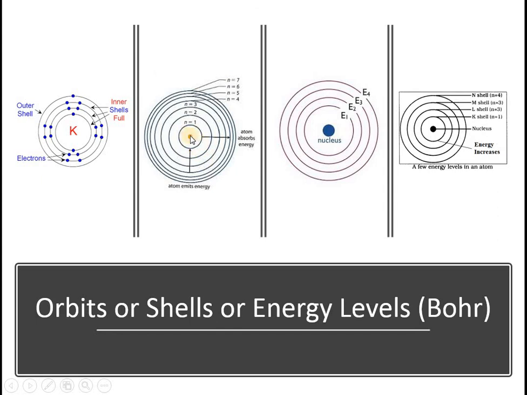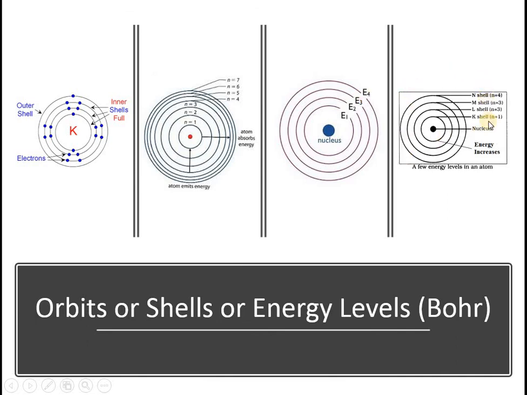Now, as you go from inside to outside, the energy is increasing. Here the energy levels are shown. Energy is increasing from inside to outside. So, the atom has to absorb energy if it has to move from an inner shell to the outermost shell. And when it goes from the outermost shell to the innermost shell, the atom will emit energy. Now, the different energy shells are shown here. E1 has the least energy, and then E2, then E3, then E4.